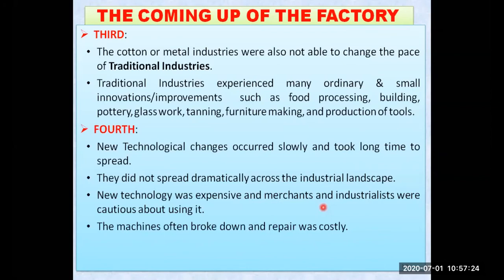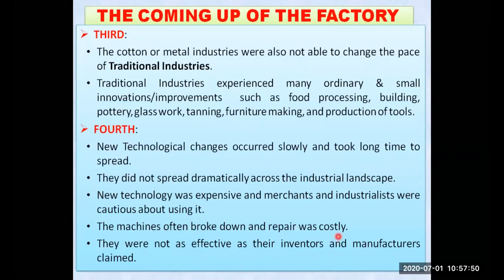The machines often broke down and repair was costly also. तो मशीन क्योंकि बार बार जो है वो ब्रेक डाउन खराब हो जाते थे, and repairing cost was also very expensive. And we have seen that less than 20% of workers were available who could operate such new technologically advanced machines. So that was also the reason that people were not accepting those new technologies at first hand. They were just waiting for the time. So that's why they were not as effective.